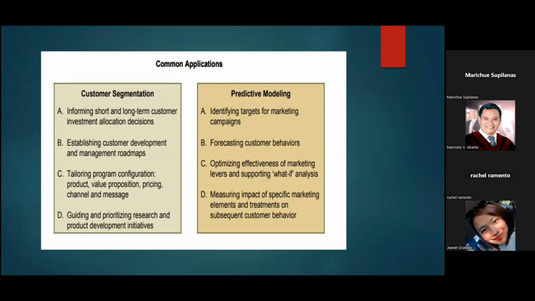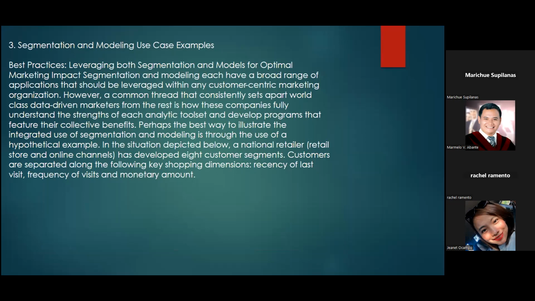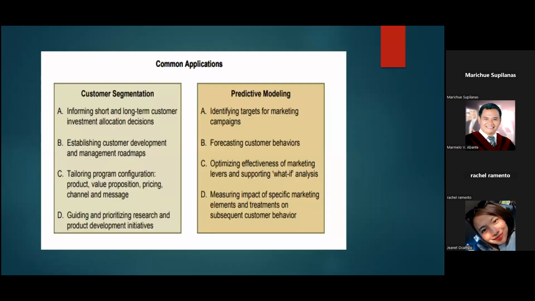For predictive modeling applications, letter A is identifying targets for marketing campaigns. Identifying customer targets is probably the number one application of marketing-oriented predictive models in the selection of customers for programs or campaigns. Response modeling attempts to leverage the company's collective knowledge on each individual customer to determine if they are a good candidate for a certain type of marketing program or promotion.